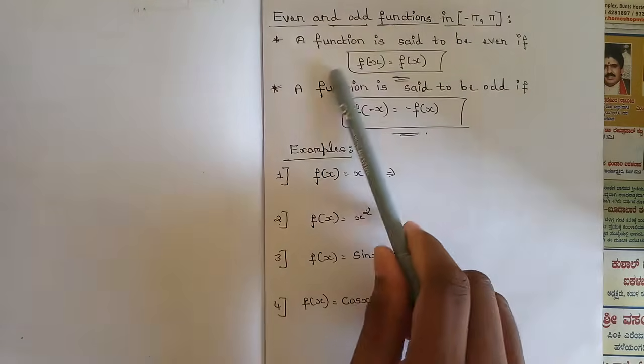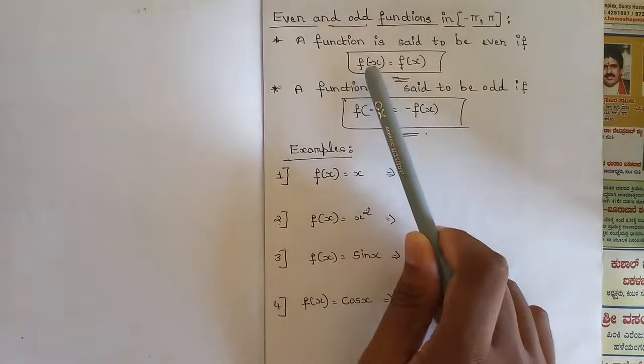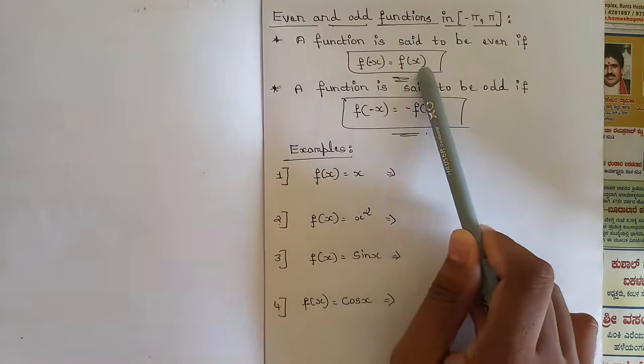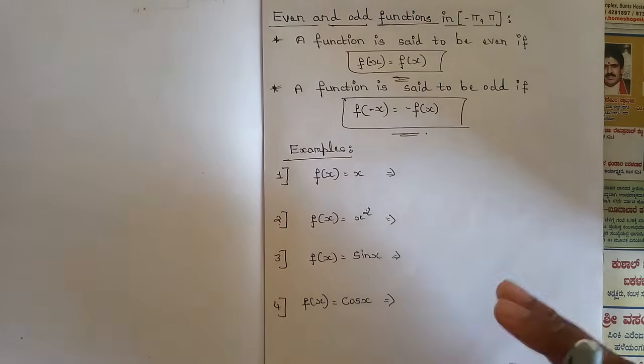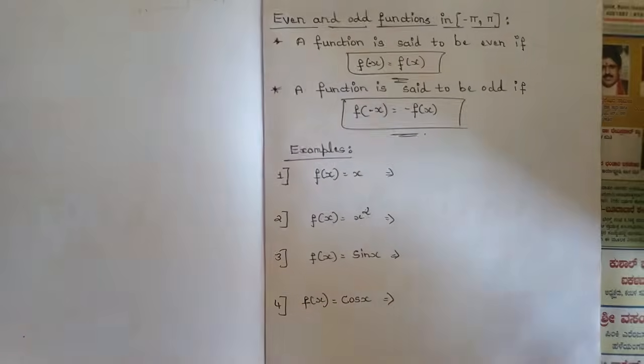So a function is said to be even if f of minus x is equal to f of x. So basically in the question they will be giving the function f of x. The first step what we need to do is we have to replace x by minus x. So after replacing it, we need to simplify that f of x term, and if that term matches with the given term, that is f of x, then we say that the function is even.